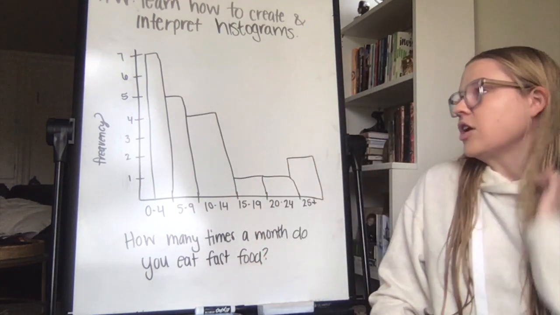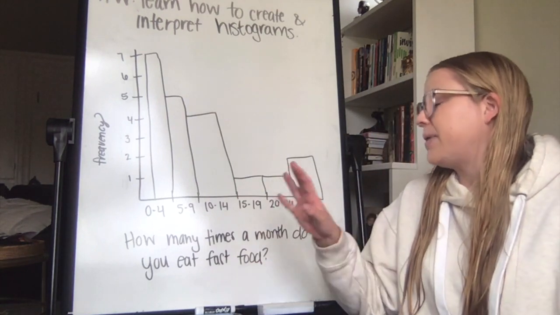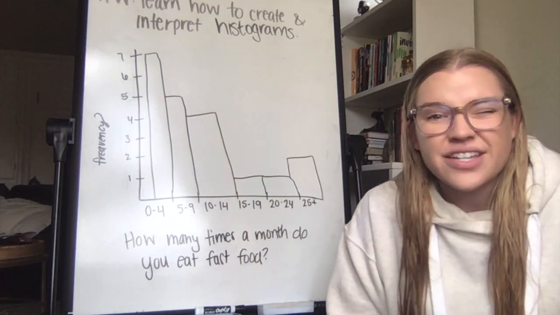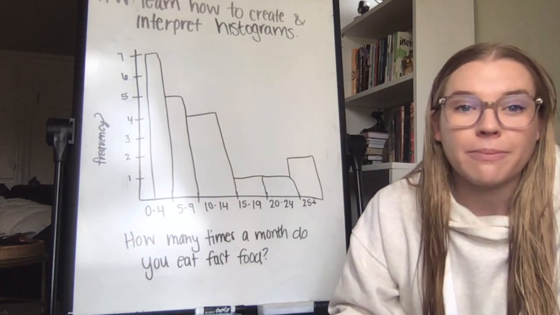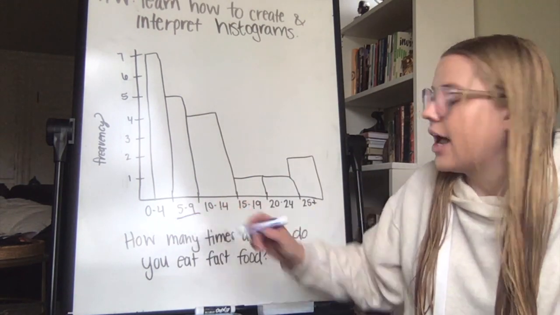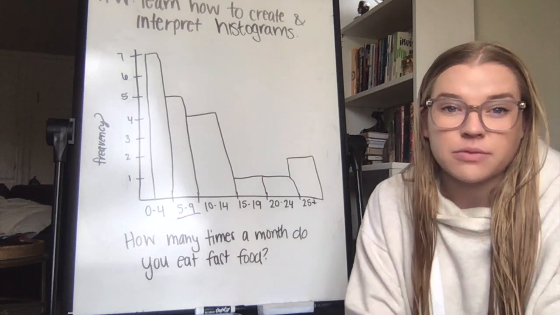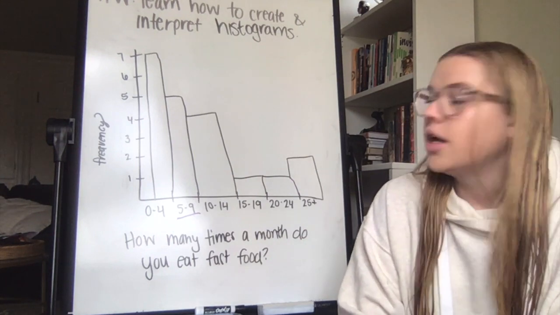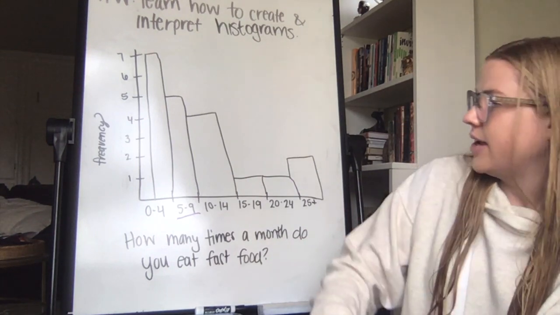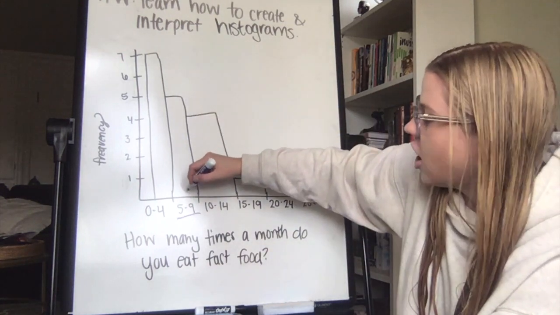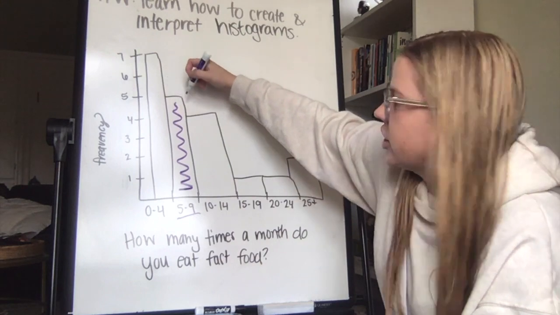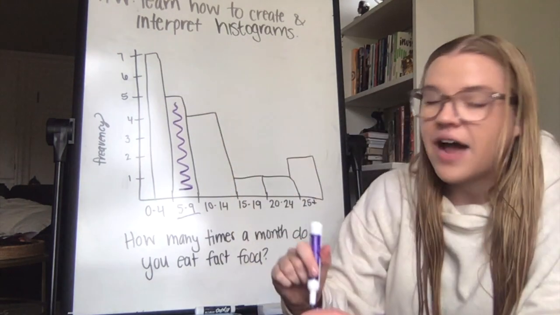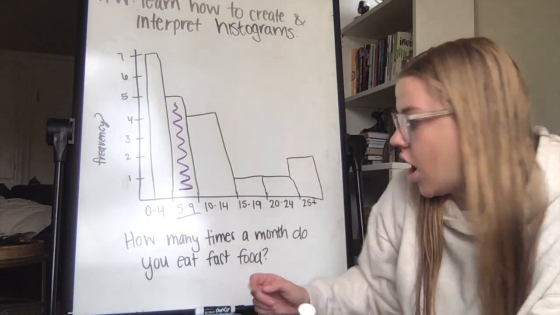All right, so how many people ate fast food between 5 to 9 times per month? Pause that and think about that. How many people ate it between 5 to 9 times per month? Your answer should have been 5 people. Because if I go up and I see where this bar ends, essentially, it ends at the 5. That means 5 people are in that column.